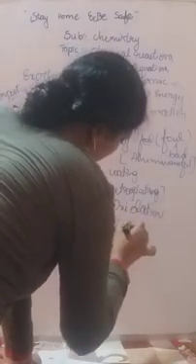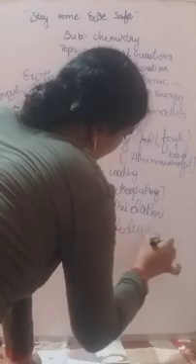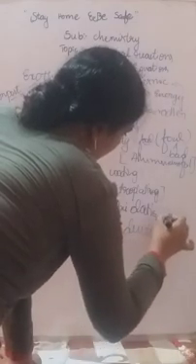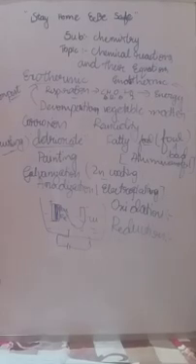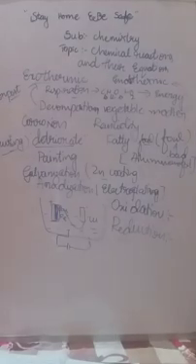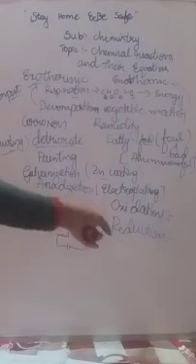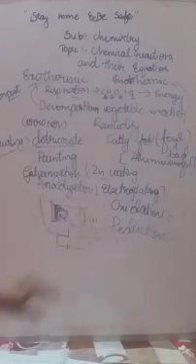Oxidation and reduction, these are also the kinds of chemical equations. Oxidation, in the sense I told you already, is the gain of oxygen and loss of hydrogen. The process by which there is loss of oxygen and gain of hydrogen is called reduction.